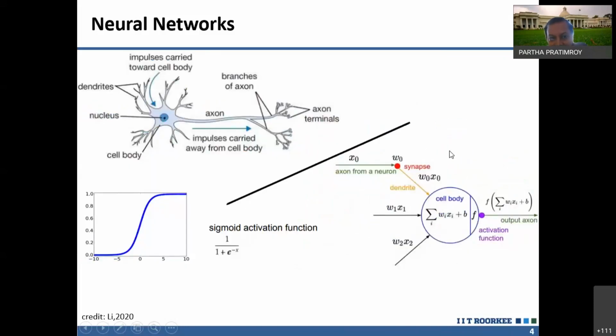This processing is very simple in our multi-layer perceptron. It actually does simple weighted summation, a summation of the weighted inputs. So you have, for example, x0, x1, x2, xn.